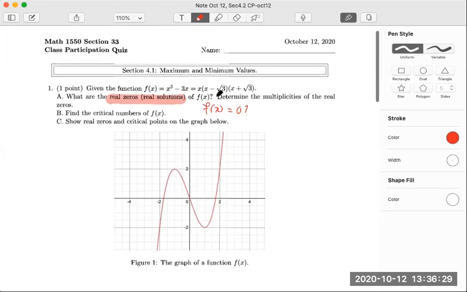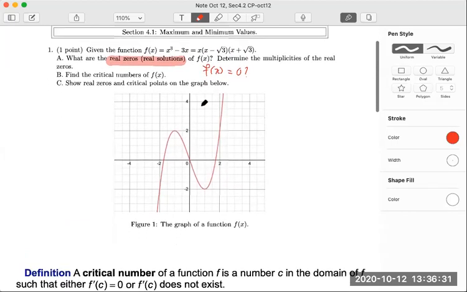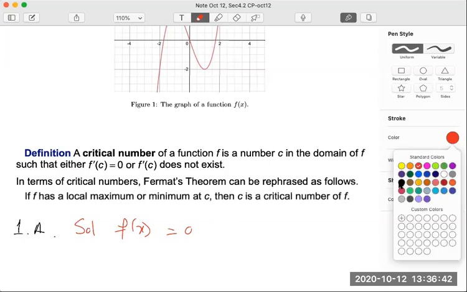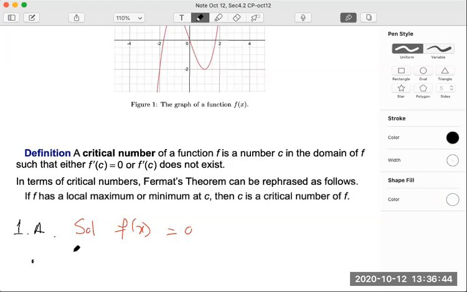The equation is x cubed minus 3x. We need to solve f of x equal to 0, right? That is to answer the question. And the function f of x means x cubed minus 3x. We need to solve this equation, okay?